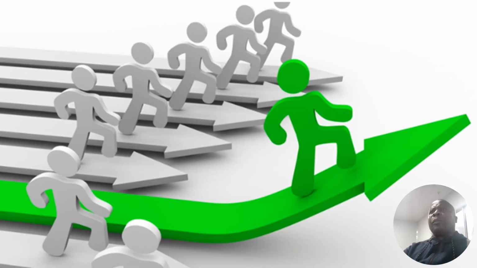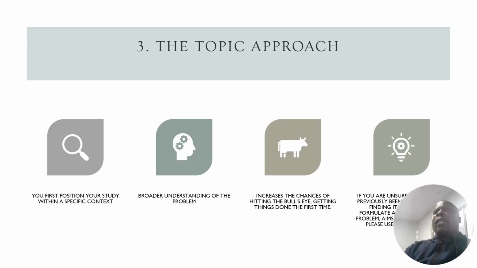Okay, so what are the advantages of the topic approach? The first advantage is you first position your study within a specific context, which is very important. So if it is literacy, you first position that problem within, for example, the international community, then you go to the regional. You actually broaden your understanding of the problem by doing that, and you increase the chances of hitting the bull's eye, getting things done the first time.